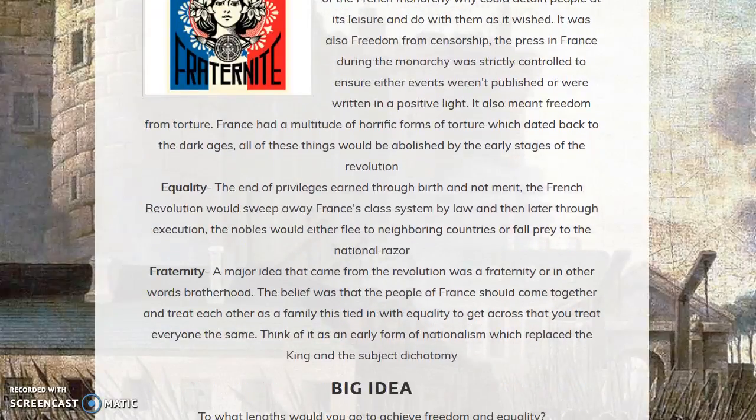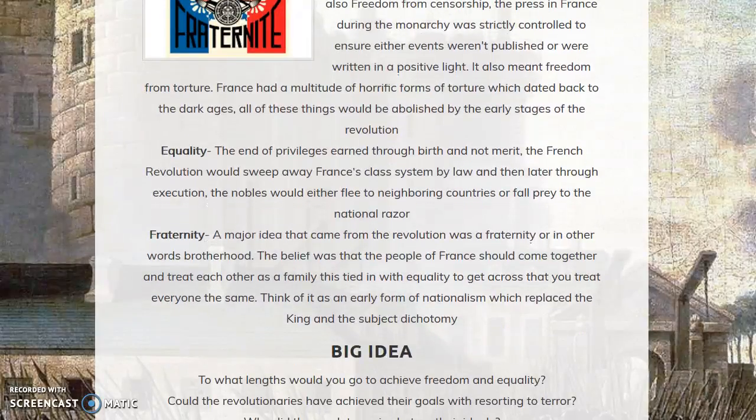Equality. The end of privileges earned through birth and not merit. The French Revolution would sweep away France's class system by law, and then later through execution. Nobles would either flee to neighboring countries or fall prey to the national razor, otherwise known as the guillotine. And lastly, fraternity. A major idea that came from the revolution was fraternity, or in other words, brotherhood. The belief that the people of France come together and treat each other as a family is tied in with equality, to get across that you treat everyone the same. Think of it as an early form of nationalism, which replaced the king and subject dichotomy which ruled France.